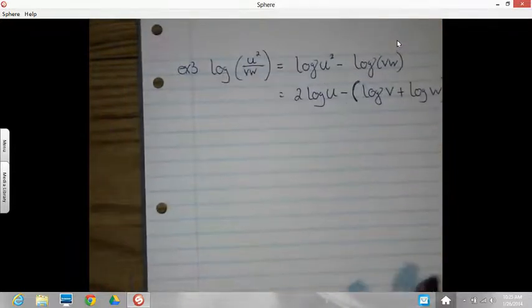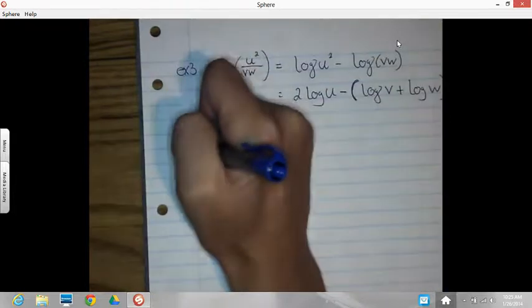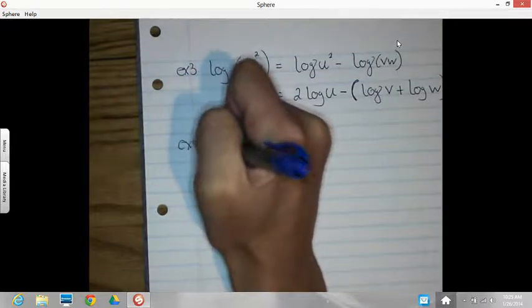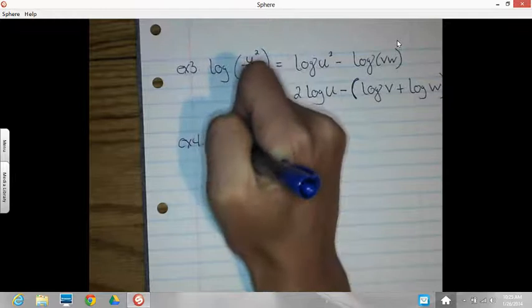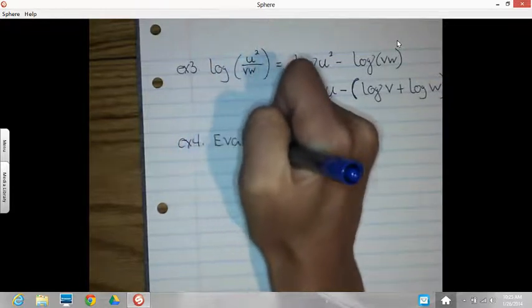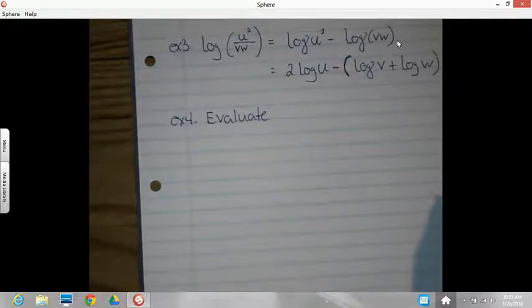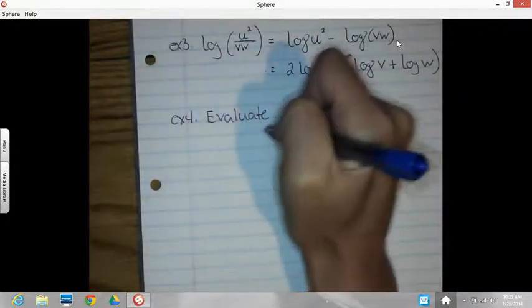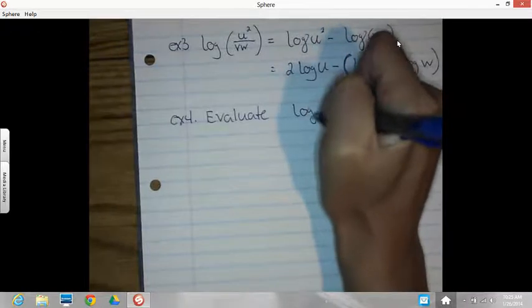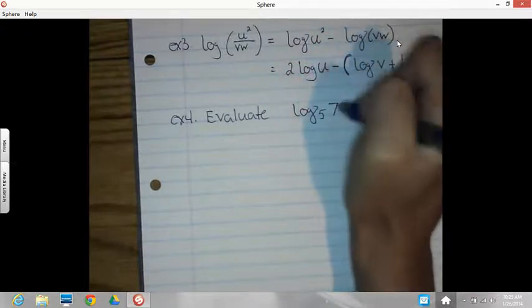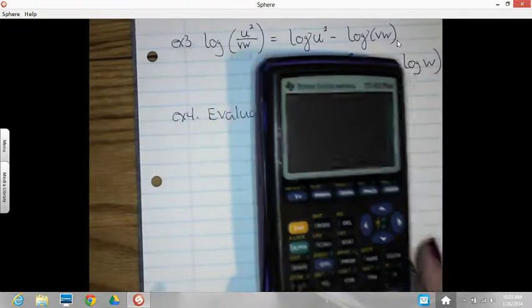All right, example 4. Evaluate. That just means pick up your calculator and get me a number for this answer. Just going to do one of these. We've got the log base 5 of 7. Okay. Some of you can do this, just type it in. I don't know where your log button is. I can't remember. I'd have to look at the calculator.